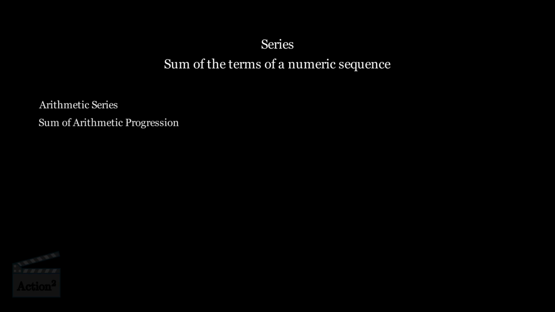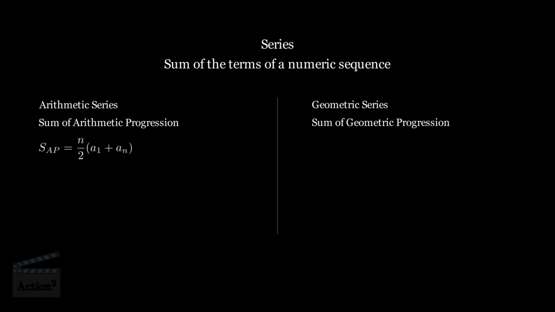What about series? A series is the sum of the terms of a numeric sequence. Thus, the sum of an arithmetic progression is an arithmetic series. Just as the sum of a geometric progression is a geometric series. The sum of the first n terms of an arithmetic progression is equal to n over 2 times a1 plus an. The sum of the first n terms of a geometric progression is equal to a1 times 1 minus r to the power of n over 1 minus r.